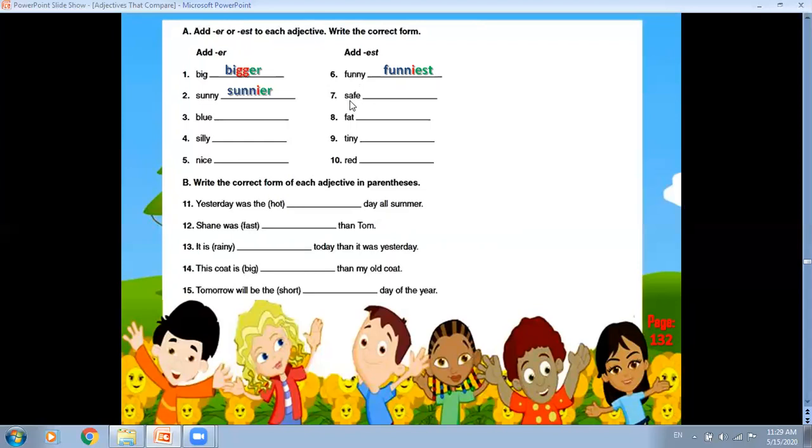Safe. Here, the adjective ends in E. So you can drop the E and add EST, or you can keep it and add ST. Safest. You continue the rest.